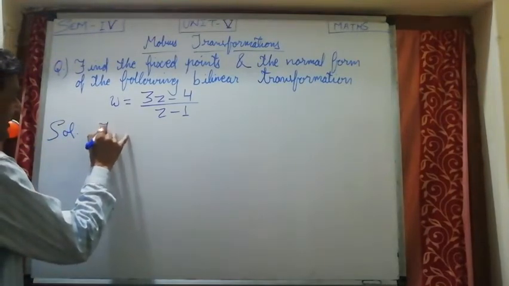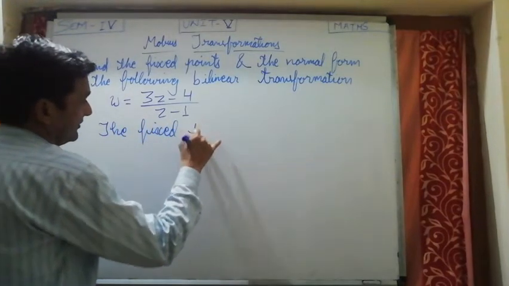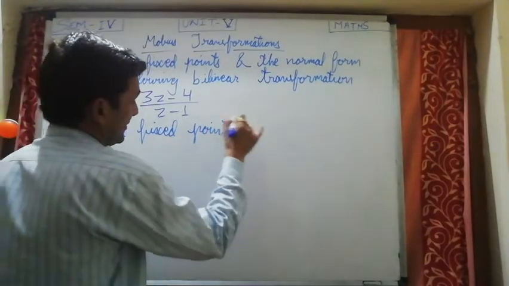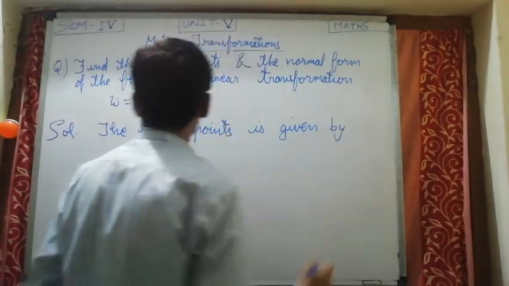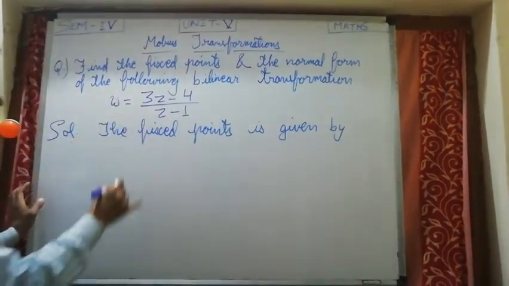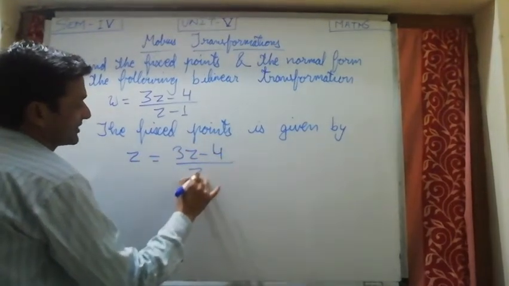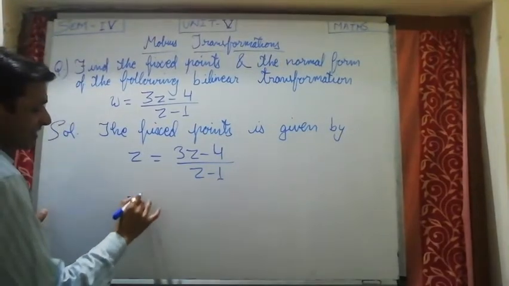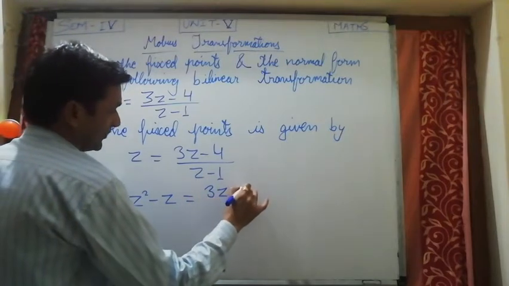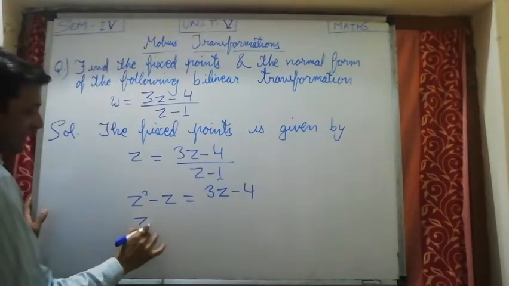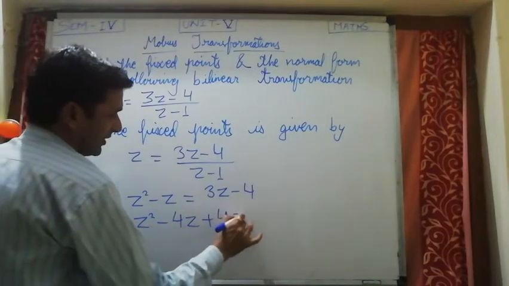we can say that the fixed points are given by, in place of w we will have to write z only. So z = (3z - 4)/(z - 1). So it will become z² - z = 3z - 4, or you can say z² - 4z + 4 = 0.